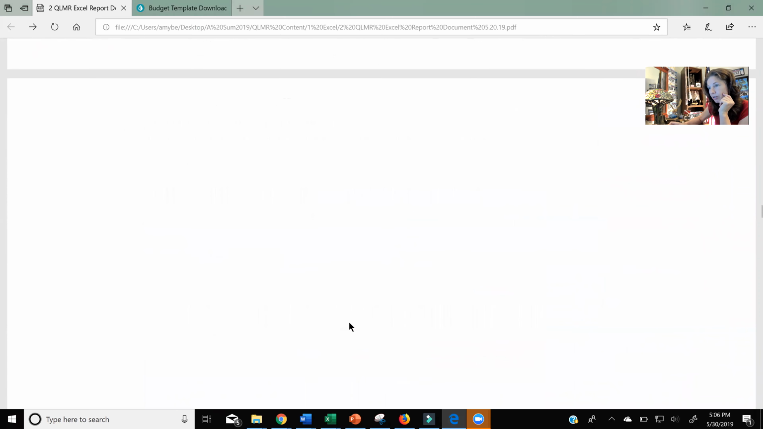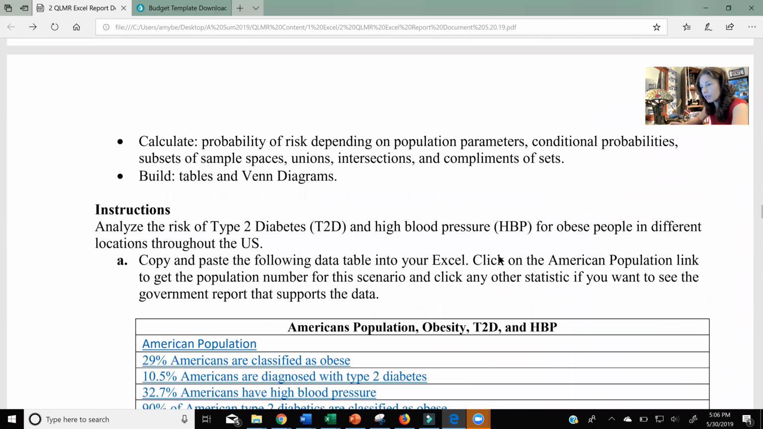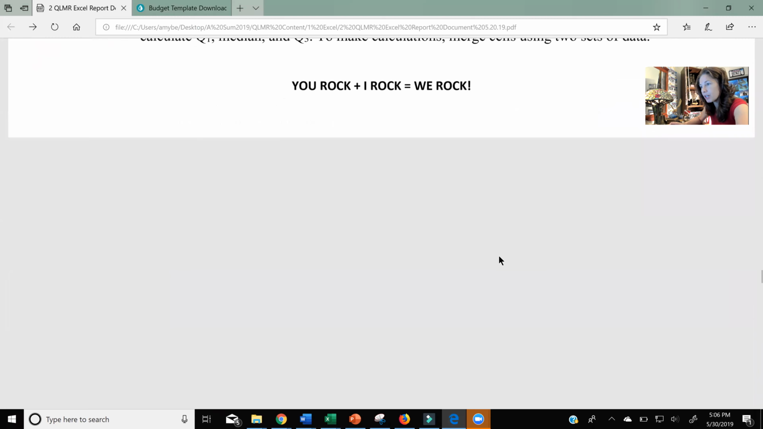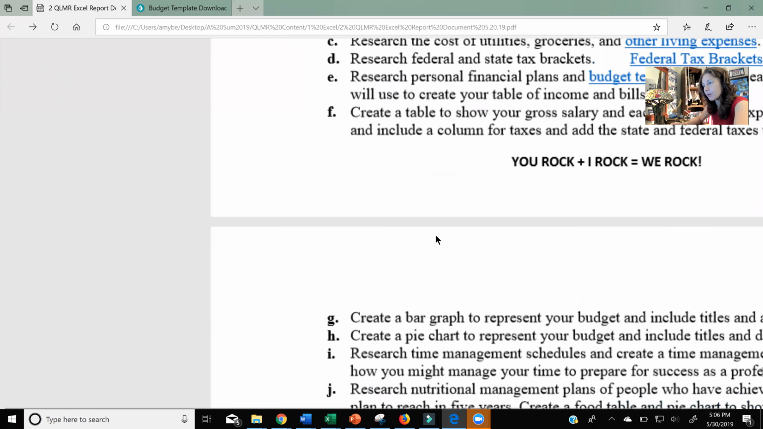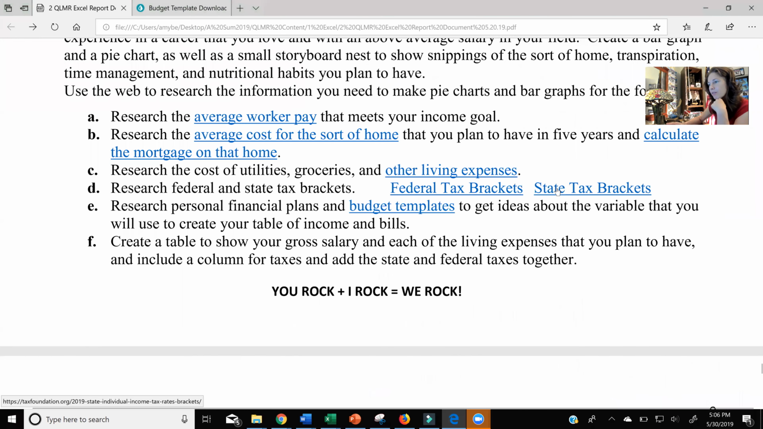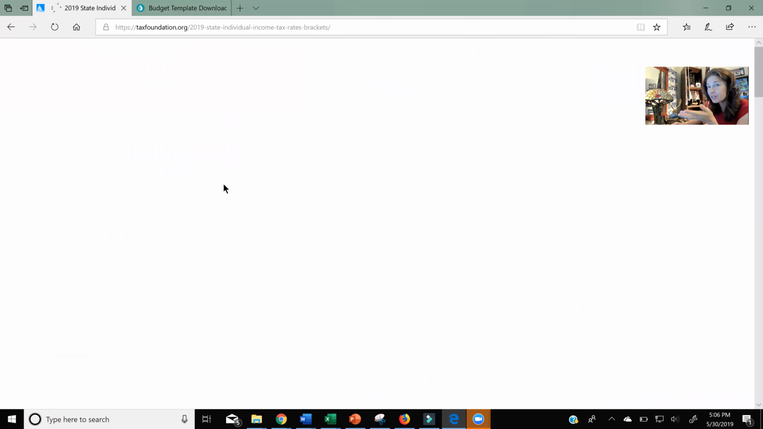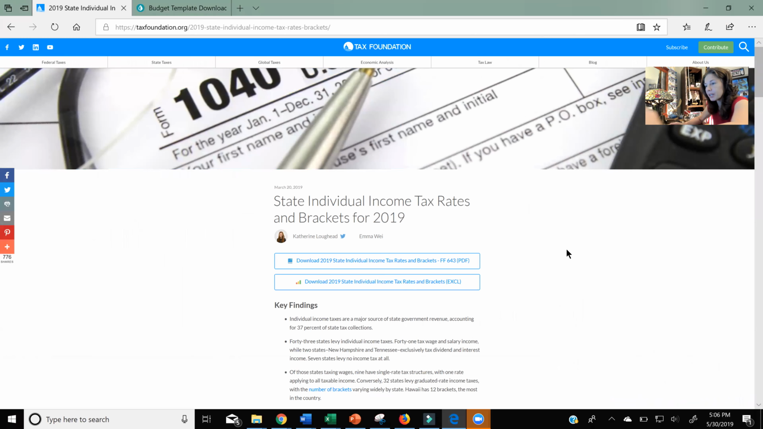So we are going to, sorry, I don't know why the document keeps moving up every time I click on it. But we are also going to calculate in our state taxes. And I've also provided a link there, even though you guys could have just Googled it. But I did give you the links.